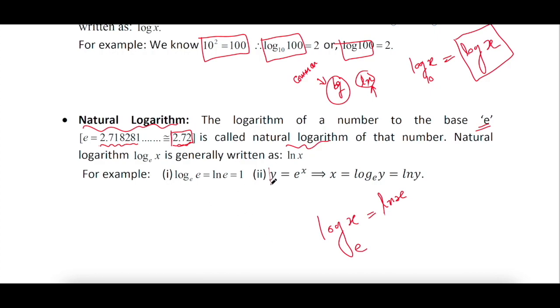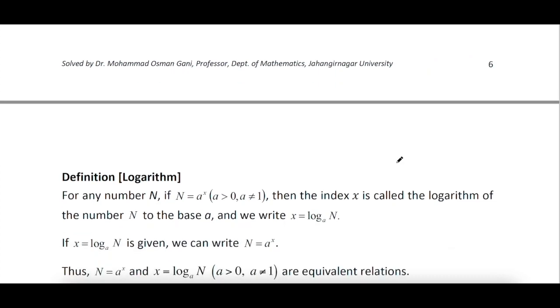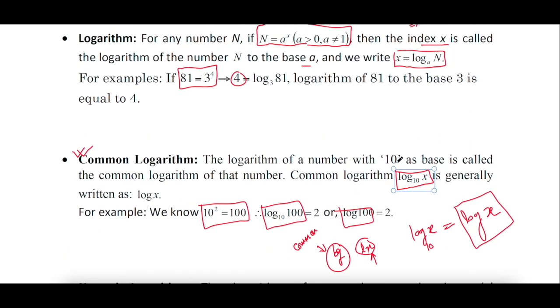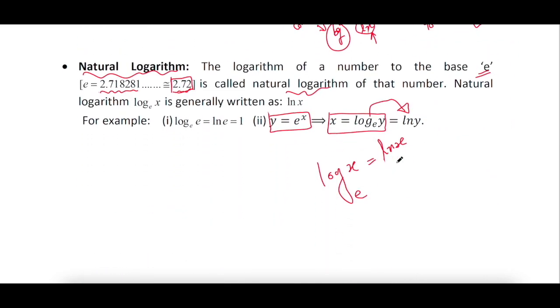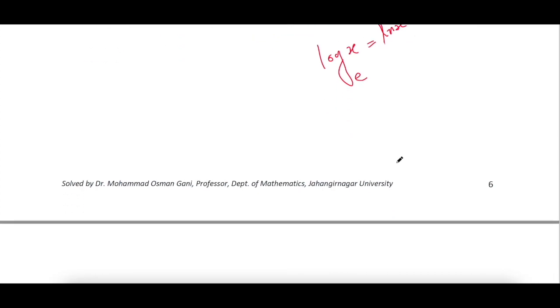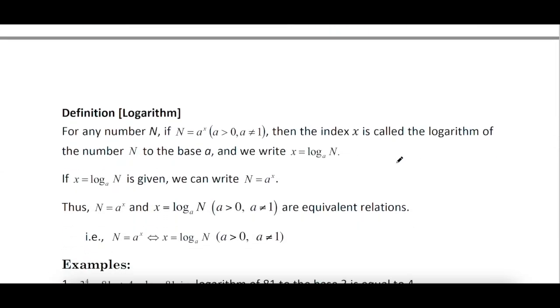You see, y equals e to the power x implies x equals log y to the base e, and this one you can simply write as ln y. So we understand the definition of logarithm, common logarithm and natural logarithm. We also find a relationship between the exponential form of a number and the logarithmic form of a number.